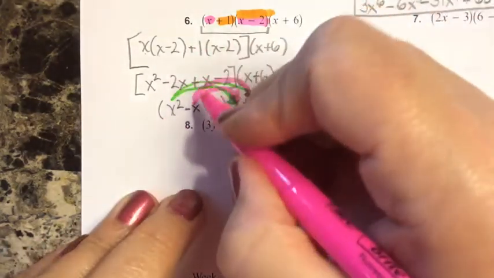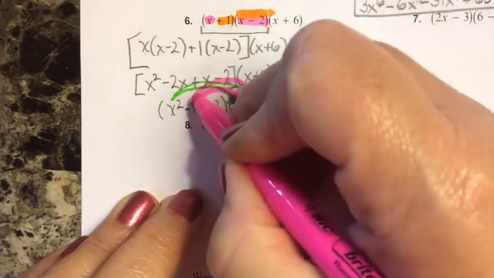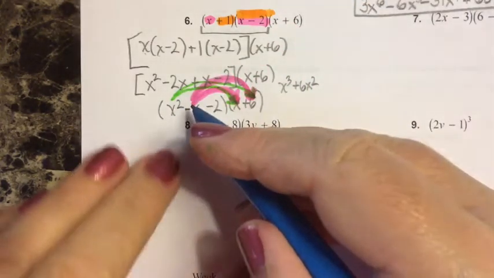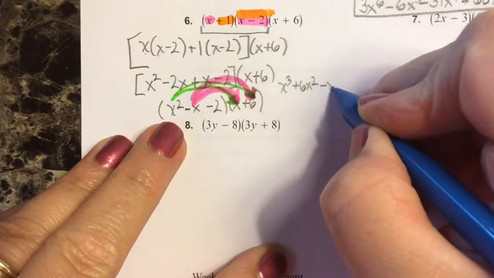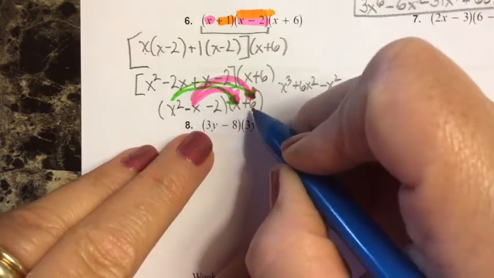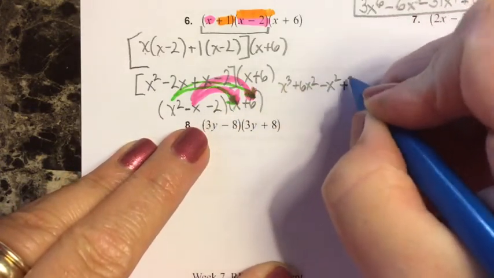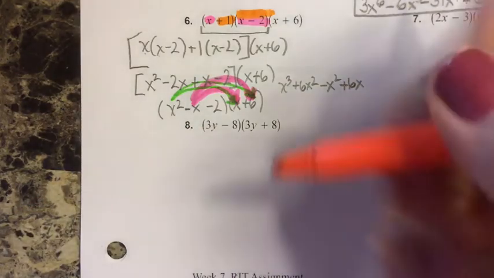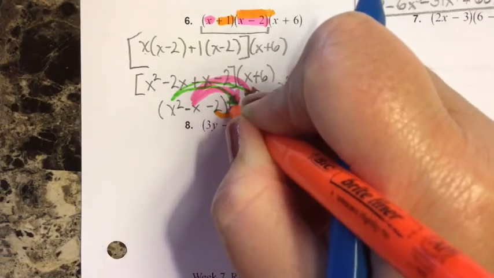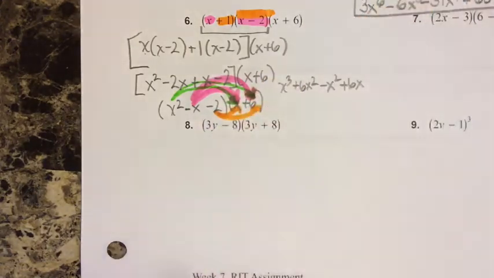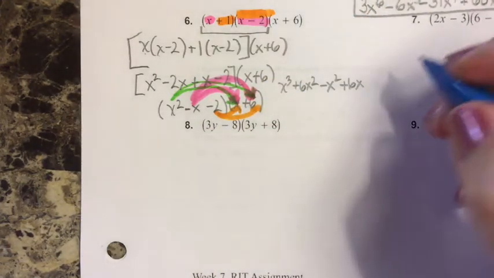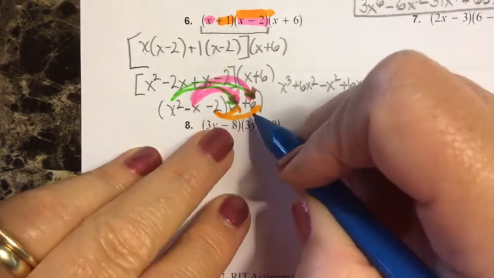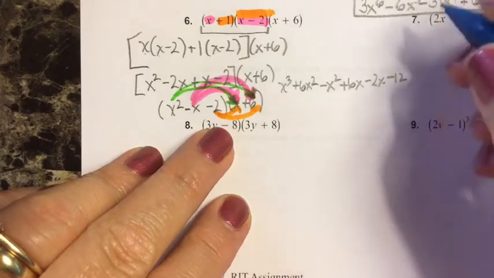Then I'm going to distribute the negative x to the x and the negative x to the 6. Negative x times x is negative x squared. Negative x times 6 is positive 6x. The last thing I will do is distribute the negative 2 to each of those terms. Negative 2 times x is negative 2x, and negative 2 times positive 6 is negative 12.